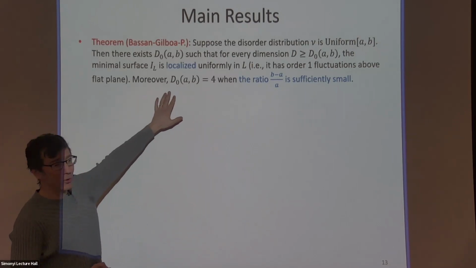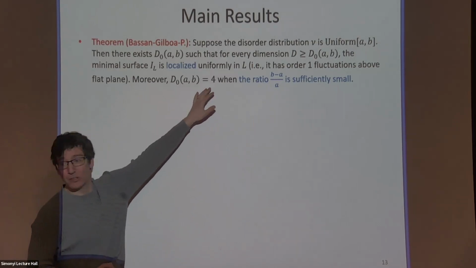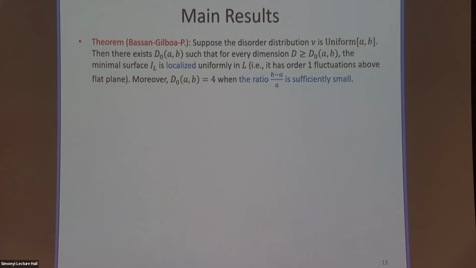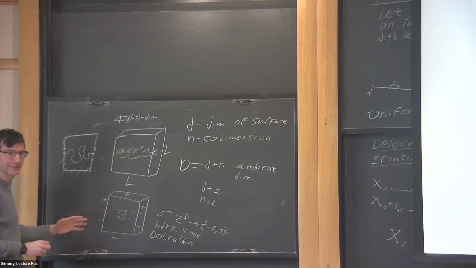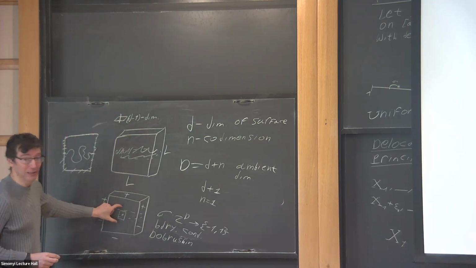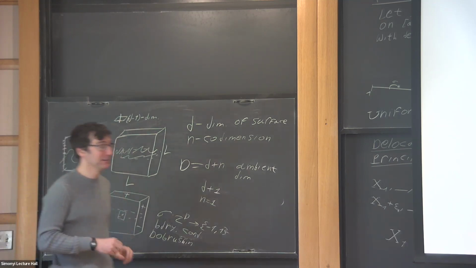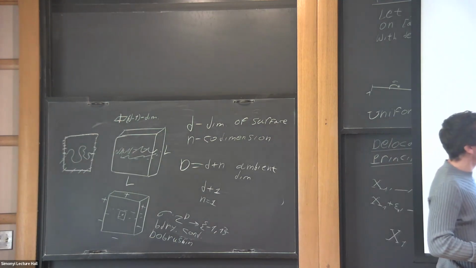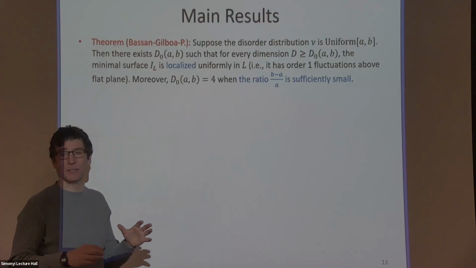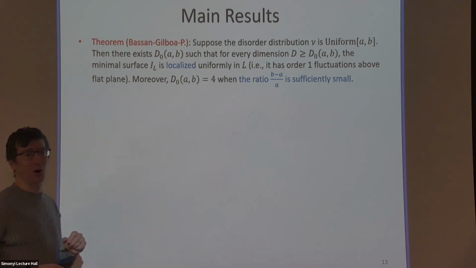Then the surface is localized already in ambient dimension 4. So when you look at the 3-dimensional surface in 4-dimensional space, it's flat. What does flat mean? That means that when you ask about the height in the center of the box, it's very likely that you will find it within a constant distance. So for any epsilon, there is a large enough constant such that with probability 1 minus epsilon, you find the surface within that distance. That's what localized means. So it's localized already for a 3-dimensional surface when this ratio is sufficiently small. Why is it important to talk about this ratio?